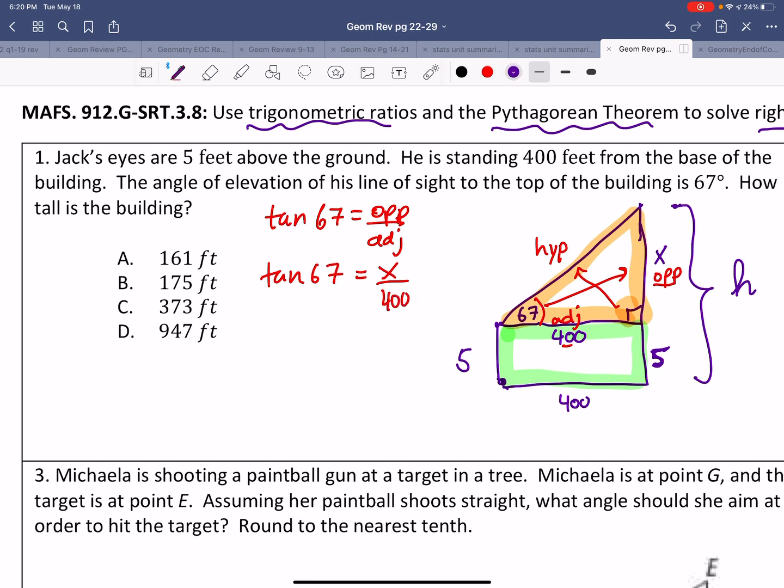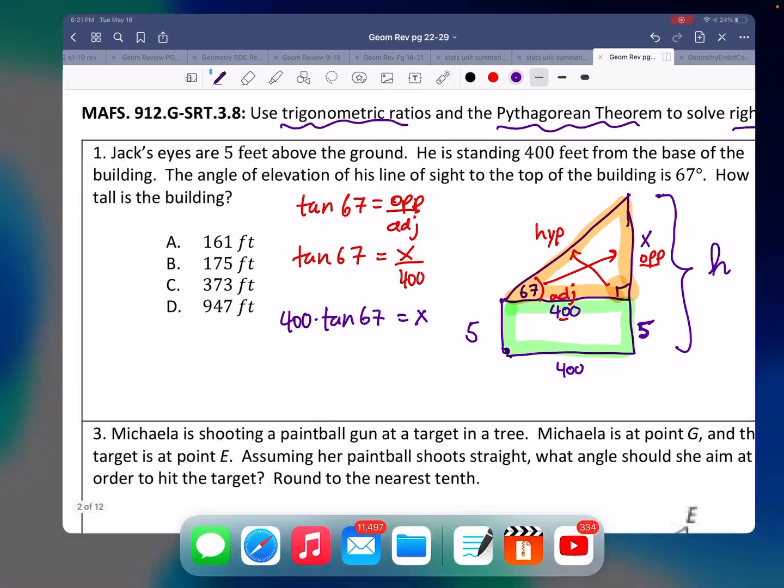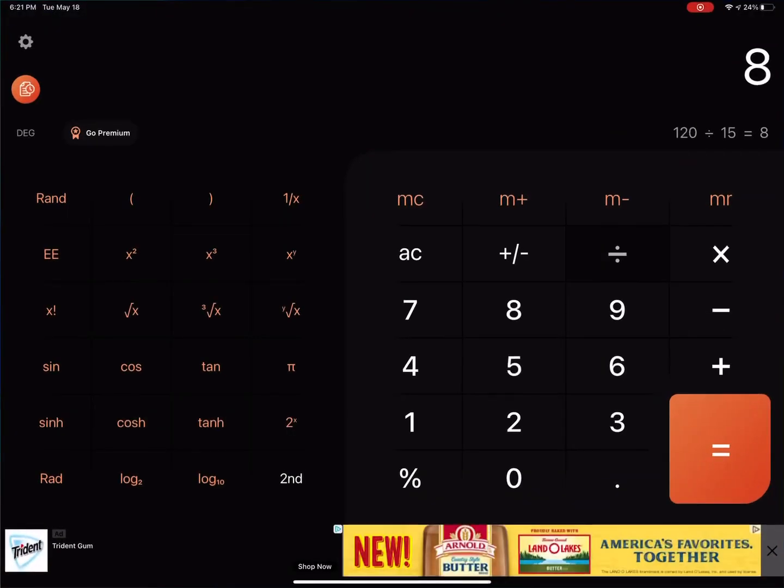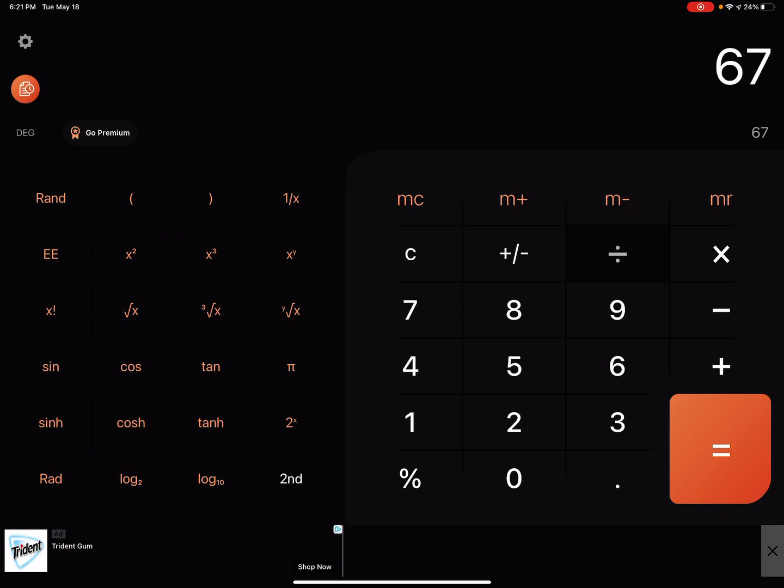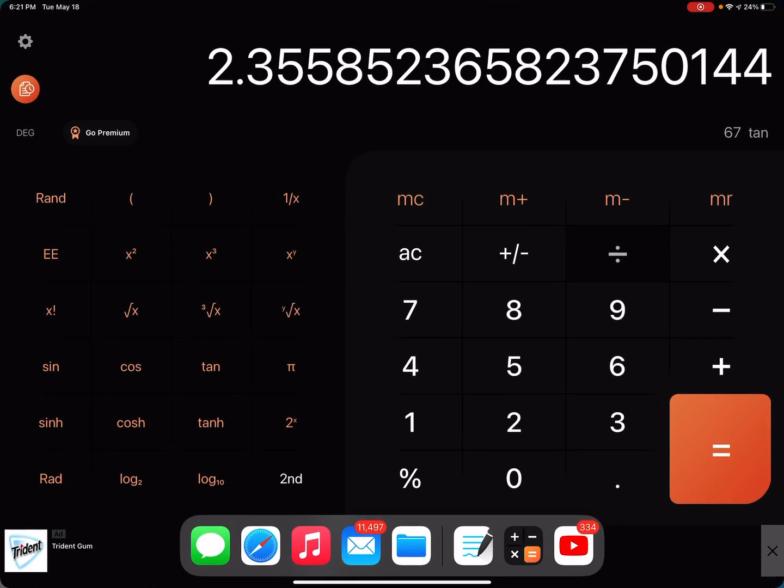Now using the Lynch swap, we're going to move the 400 up here with the tangent of 67, right? And you could also think of this as just multiplying both sides by 400 and canceling. It's the same thing, really. The Lynch swap is just a shortcut. And so now we're back to our calculator. So it's 400 times the tangent of 67. So the tangent of 67 is 2.355.